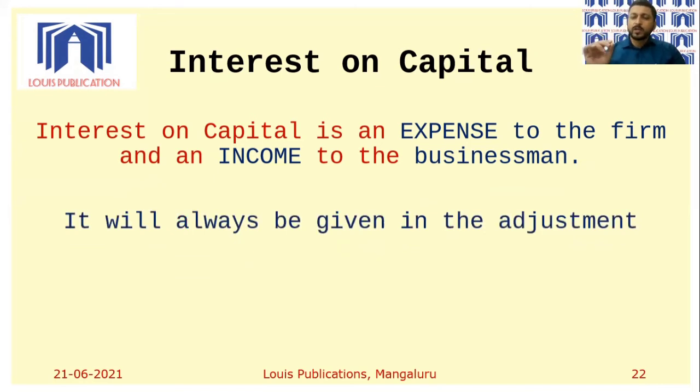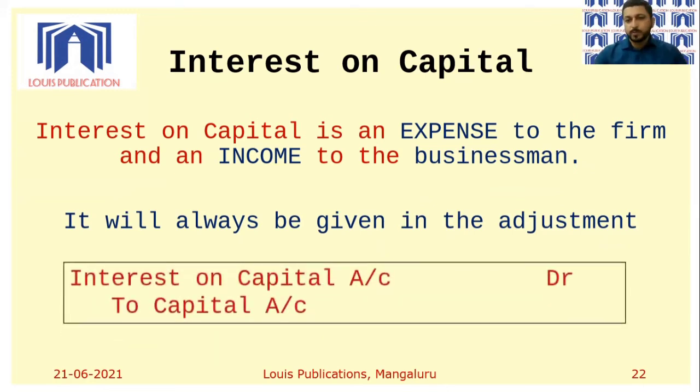Now, interest on capital usually is given in the adjustment. It will not be given in the trial balance usually. So it is usually given in the adjustment. And what is the journal entry? Interest on capital is an expense for the business, so debit it. Debit all expenses and losses. Interest on capital account debited to capital account.